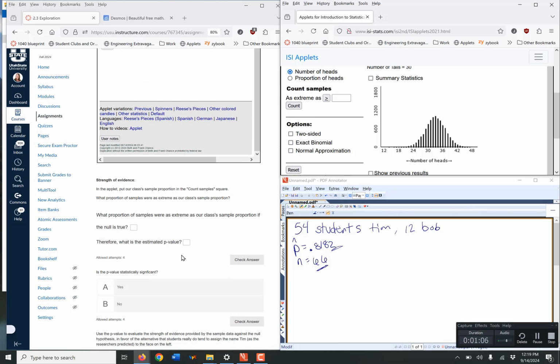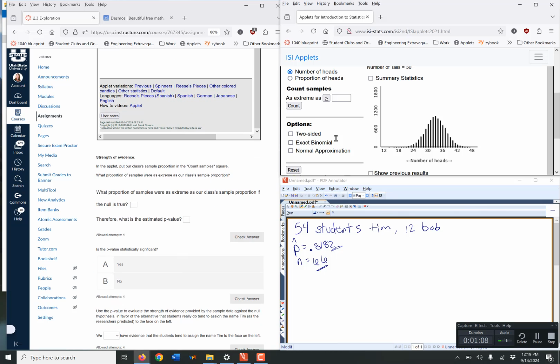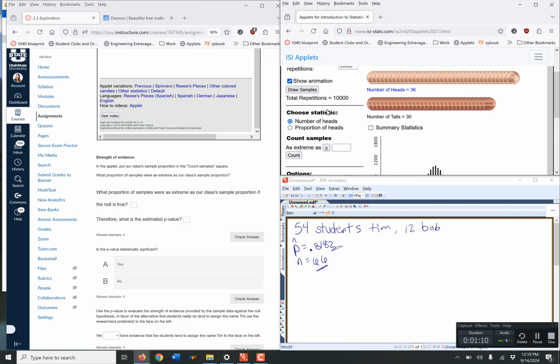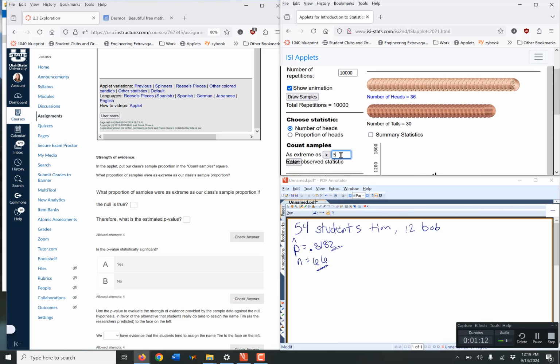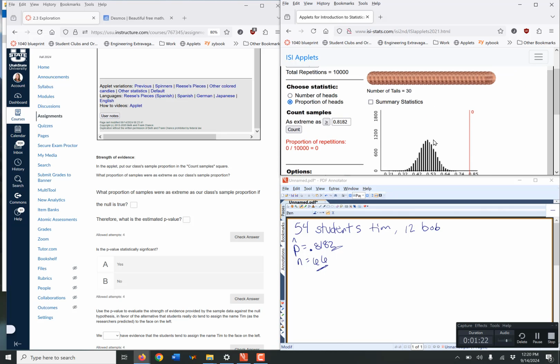Let's see what it's asking us first. It says in the applet, put our class's sample proportion. So you could put number of heads as 54, and if you click proportion, it will change it to the proportion of our 0.8182. That was our sample proportion. And I can click count.